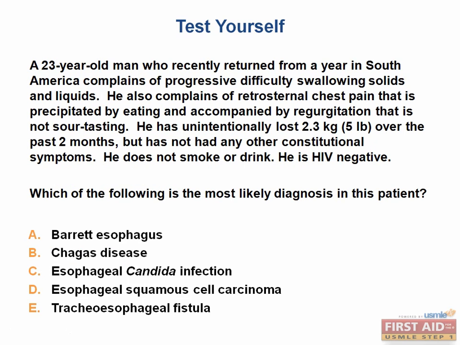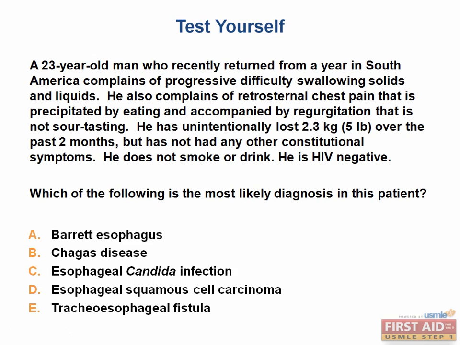Okay, let's do one final question to end GI pathology. A 23-year-old man who recently returned from a year in South America complains of progressive difficulty swallowing solids and liquids. He also complains of retrosternal chest pain that is precipitated by eating and accompanied by regurgitation that is not sour tasting. He has unintentionally lost 2.3 kilograms, or about 5 pounds, over the past 2 months, but he has not had any other constitutional symptoms. He does not smoke or drink, and he is HIV negative.